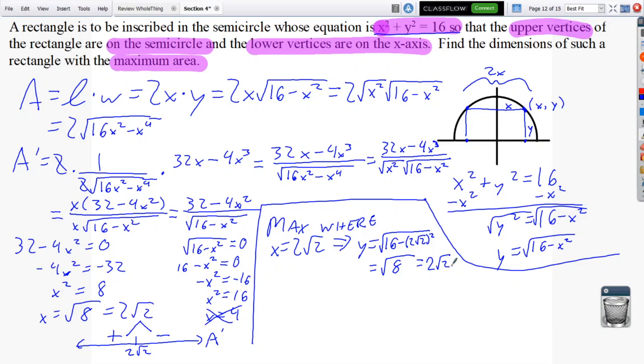So it looks like the maximal area is going to be where the x value is 2 root 2, y value is 2 root 2, which means the dimensions of this rectangle. Remember, the 2 dimensions that we had were 2x and y. So the dimensions of this rectangle are going to be 2x, or 4 root 2, by y, 2 root 2. Area is just going to be length times width, so 4 root 2 times 2 root 2, 8 times 2, which would give me 16 square units.